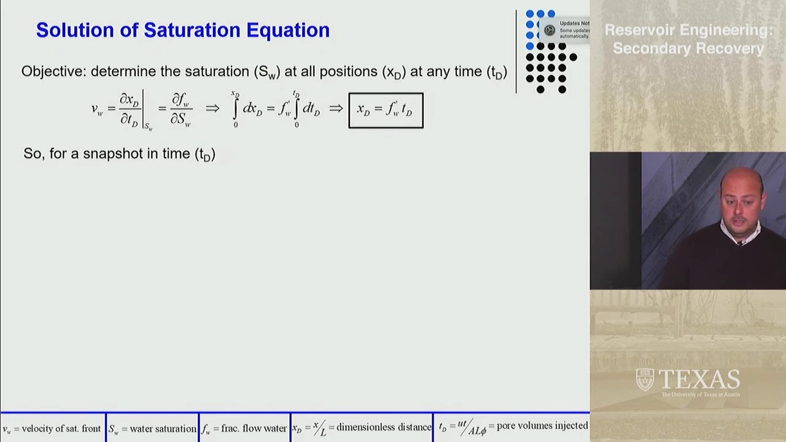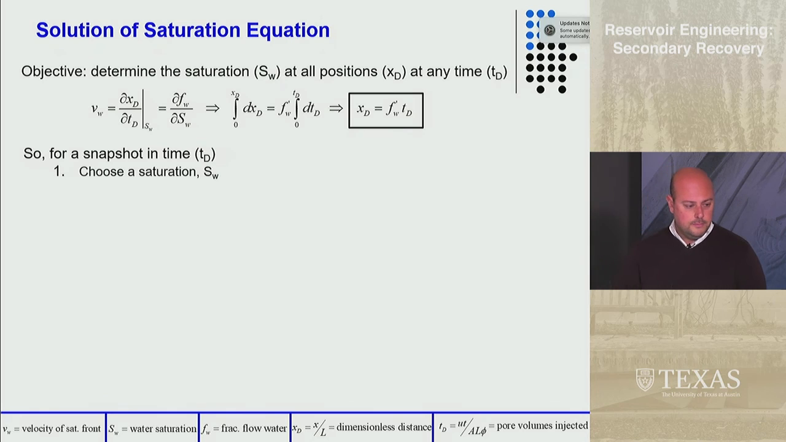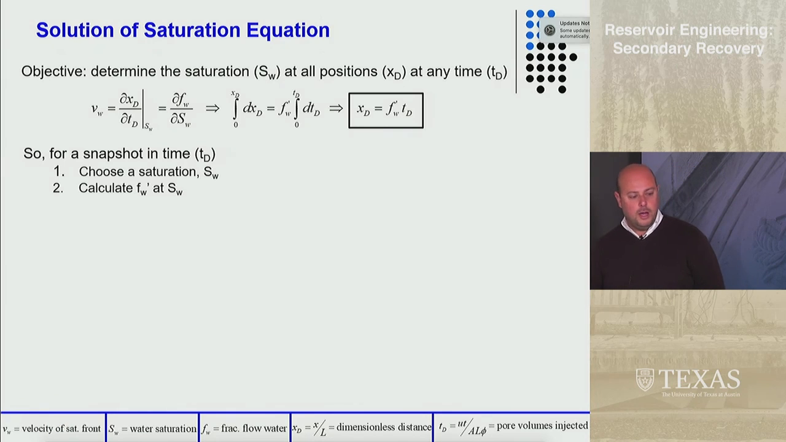So for a given snapshot in time, if we wanted to make one of those plots of SW versus xD, you choose a water saturation SW. You'll choose something that's greater than the irreducible water saturation, but an SO that's less than the residual oil saturation. You'll calculate your FW prime at SW. You'll have a plot that you've made. You did it on your last exam, you've done it on your homework. So you use this plot and you calculate FW prime. Then you multiply that by the dimensionless time you chose and compute the distance xD.